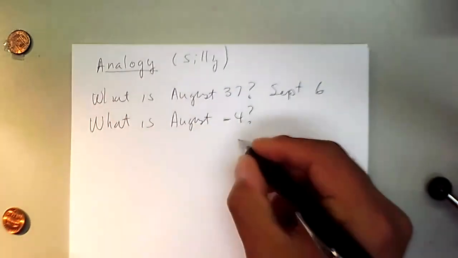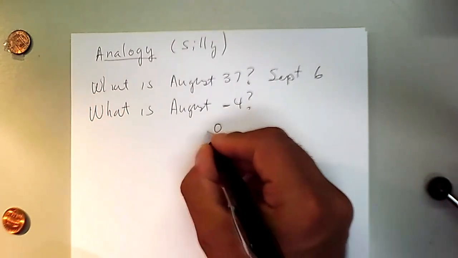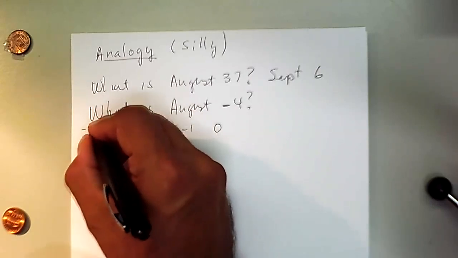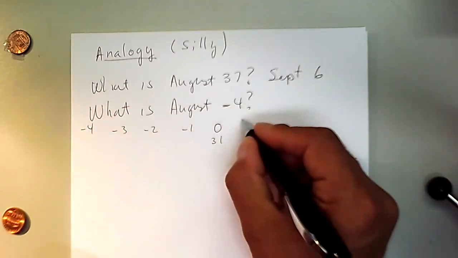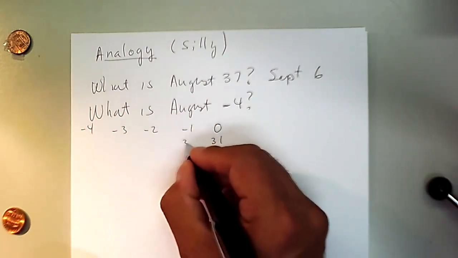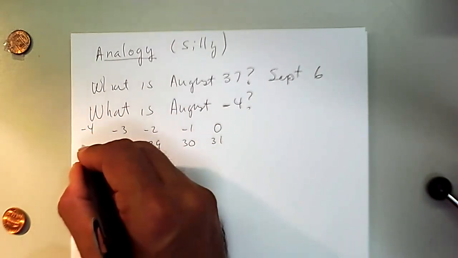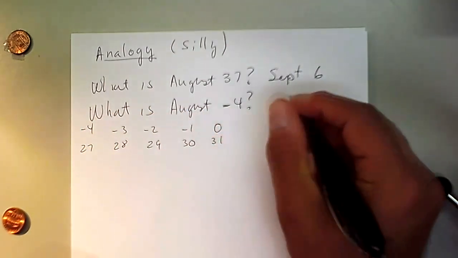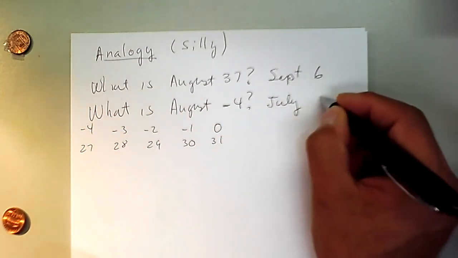Well, I have to do this on a table because I'm losing track of what is going on. So 0, -1, -2, -3, -4. July ends on the 31st, and this would be the month of August. So 30, 29, 28, 27. So August -4, because of the 0, would have to be the same thing as July 27.